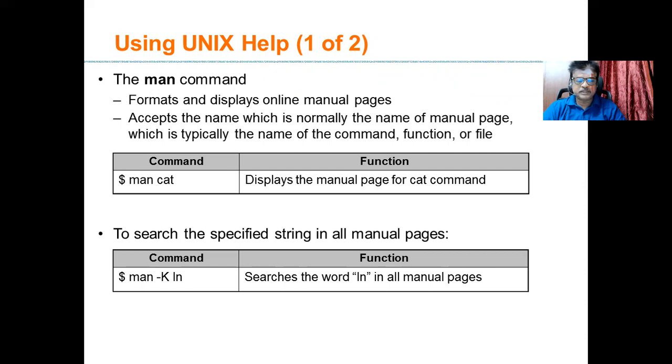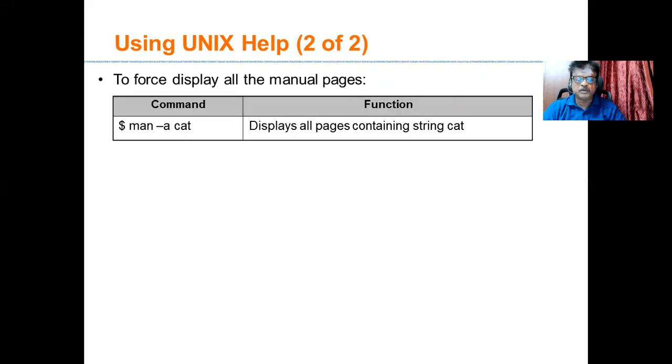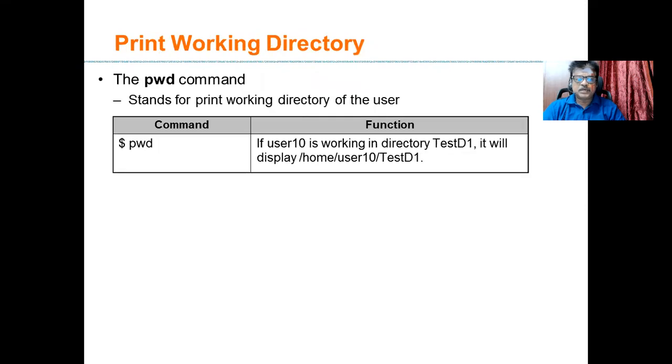The next command is man -k in. It deals with all the in commands available in the manual. The next command displays all the pages containing the string cat. I can display it like this. There is one more command, present working directory or print working directory. It gives the path where you are standing in your Unix prompt.